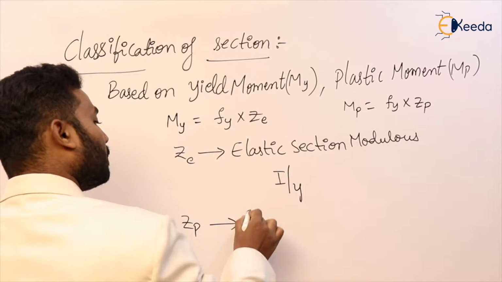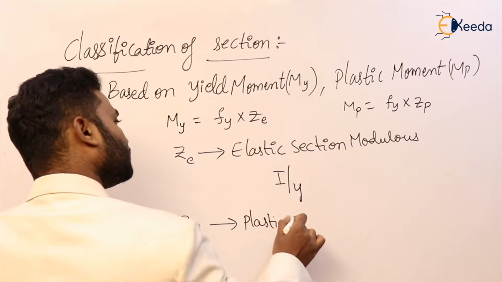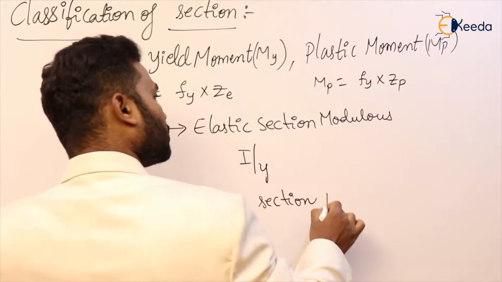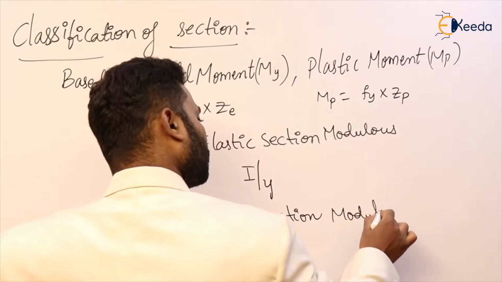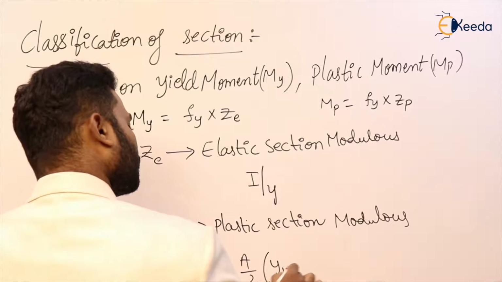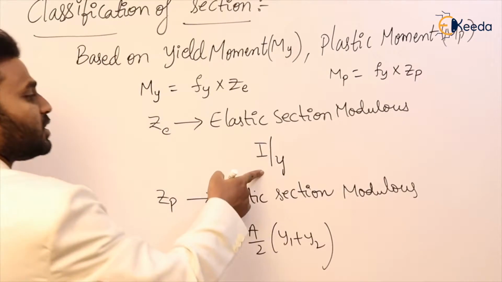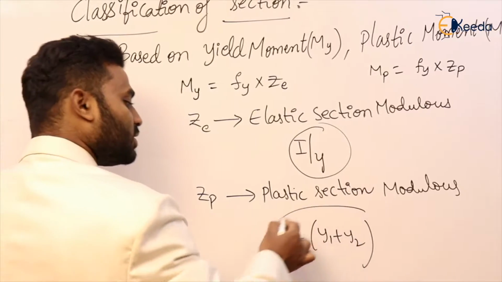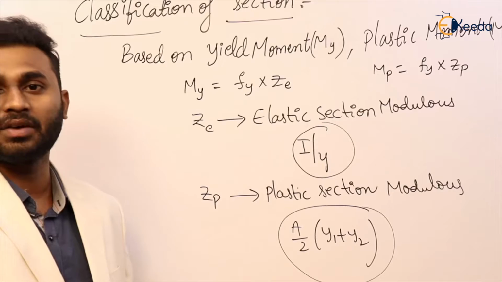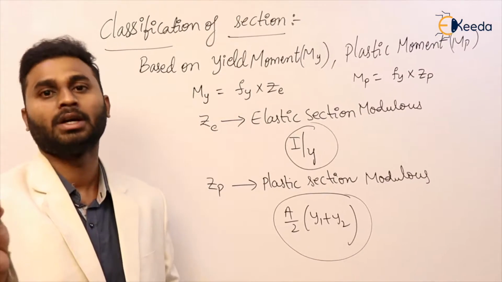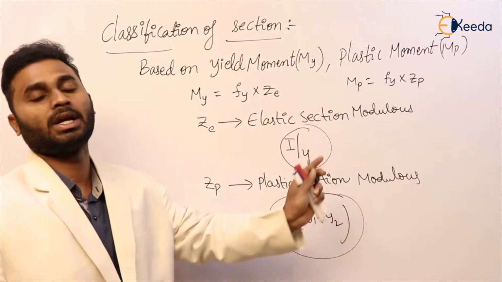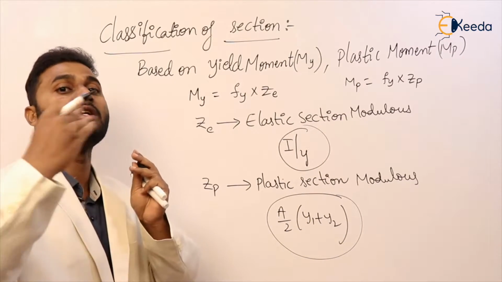Zp is plastic section modulus, whose formula is A by 2 into Y1 plus Y2. I guess about this formula you have discussed in strength of materials, and we have discussed it in our session itself, in the beginning topic of design of steel structure, that is in plastic analysis. We discussed this Zp and the yield moment and plastic moment in detail, how the cross section is transforming from yield state to plastic state.